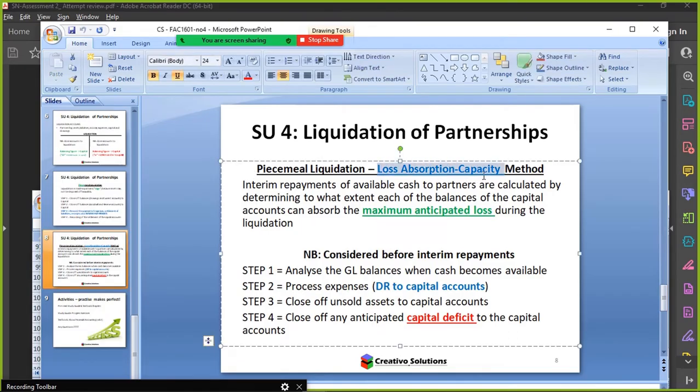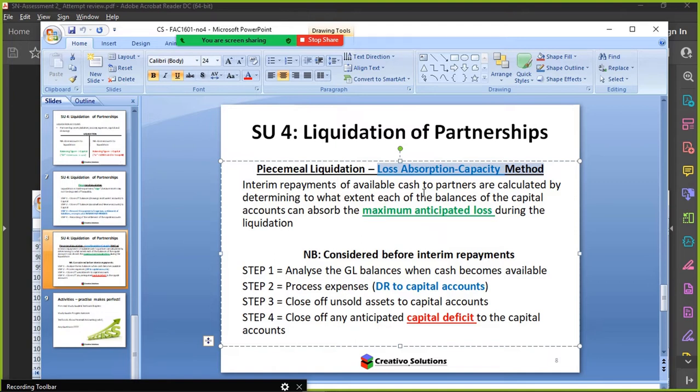The method, there are different methods that you can apply. The one that they apply is the loss absorption capacity method. And the reason why this is applied is because you don't want a scenario where partners are unfairly paid for their equity in the business, where for example, one partner might have been irresponsible and they've got a debit balance of their current account and they're actually owing the partnership. And then you've got another partner which has a capital or credit balance and their capital is sitting in the partnership. And then you're asking yourself, okay, now, which partner do I pay out first? Because I only have a certain amount of money.